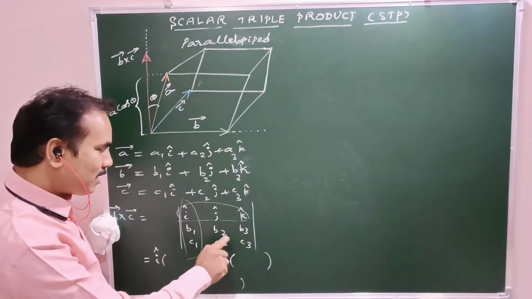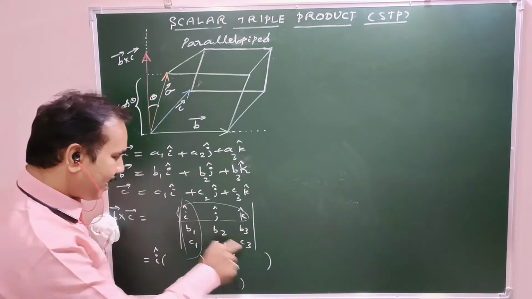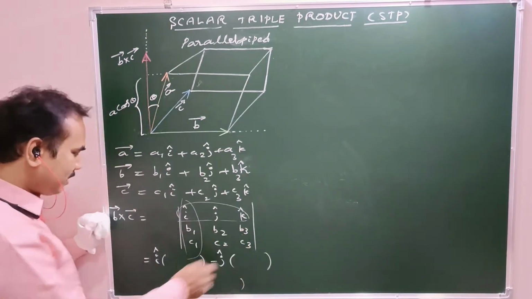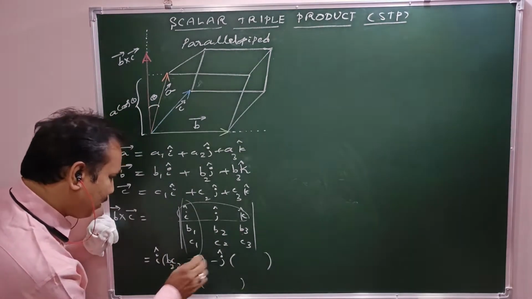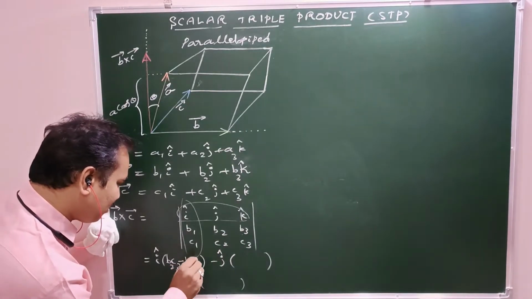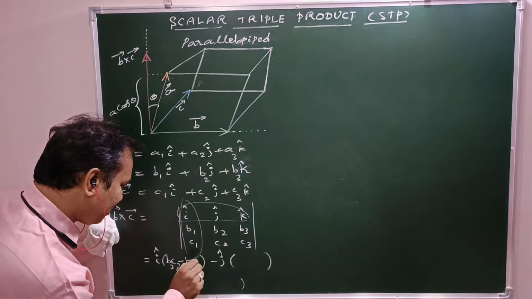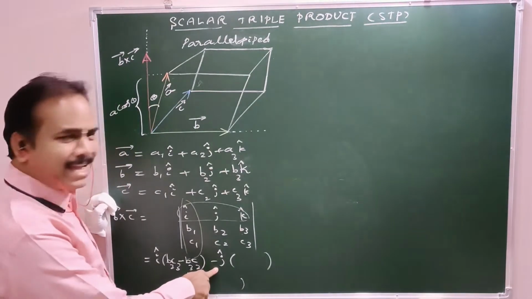Okay, take them as A, B, C, D. Now, i into AD minus BC, that is B2, C3 minus B3, C2. Am I right? Now, minus j cap into.